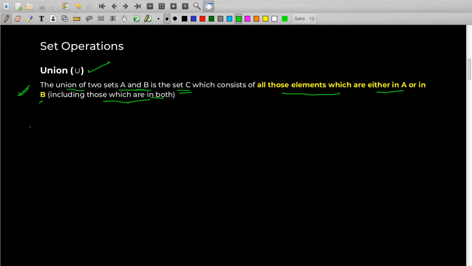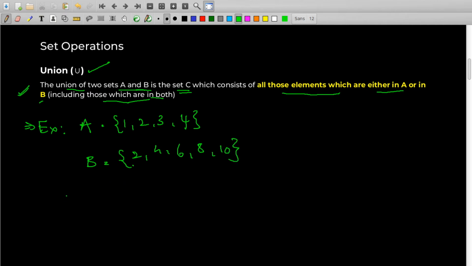Definitions are always confusing. So, the example: let's take A, which has 1, 2, 3, 4, and let's take B, which has 2, 4, 6, 8, 10. Now union is represented by this U shape. So if we want A union B, it's written A ∪ B. This is the symbol for the union operation. A union B here will be, as it says, elements either in A or in B or both. 1 is there in A, so we take 1. Now 2 is there in A as well as in B.